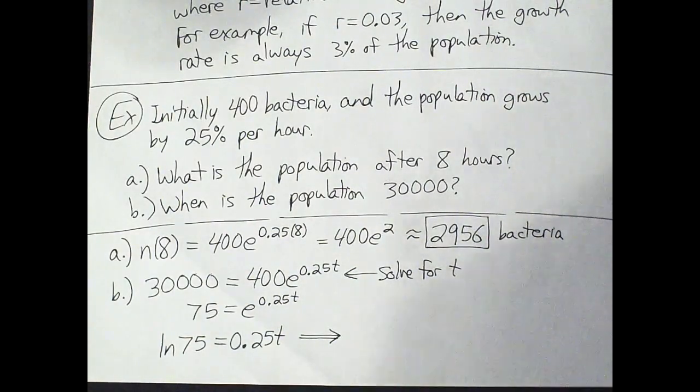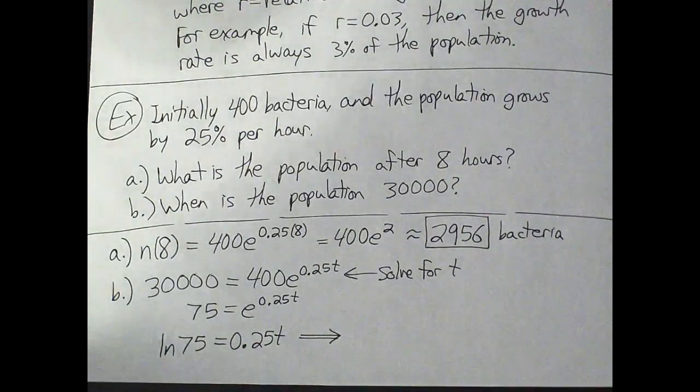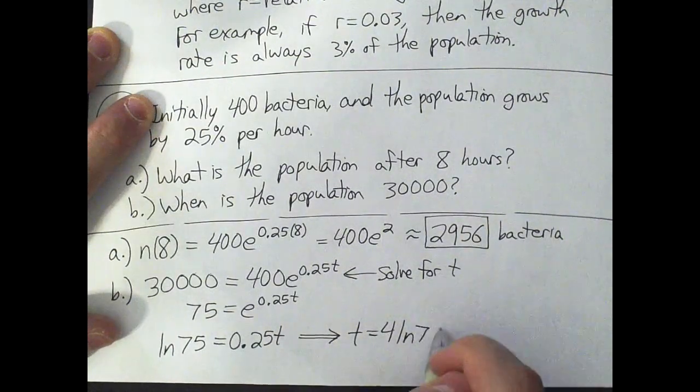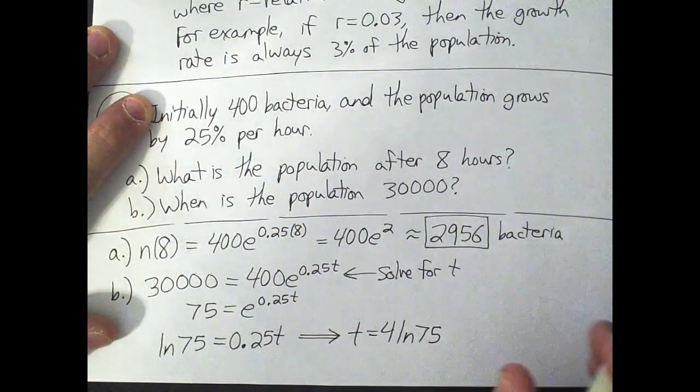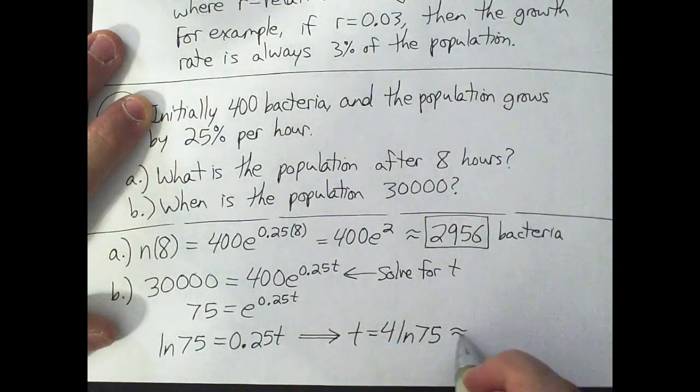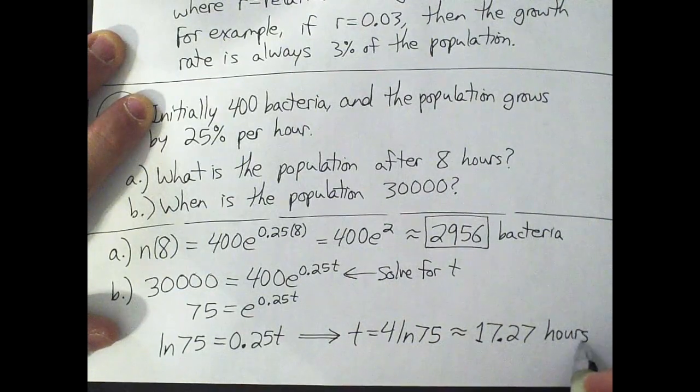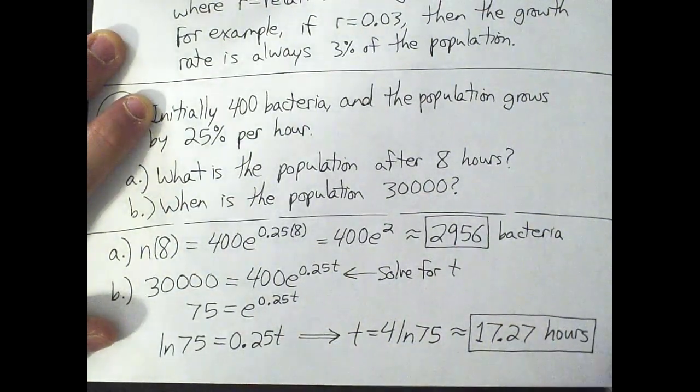And then I say, well, 0.25 is just 1/4. Let's just multiply both sides by 4. So t is 4 ln 75. I found with a calculator that this is approximately 17.27 hours. That is how long it takes.